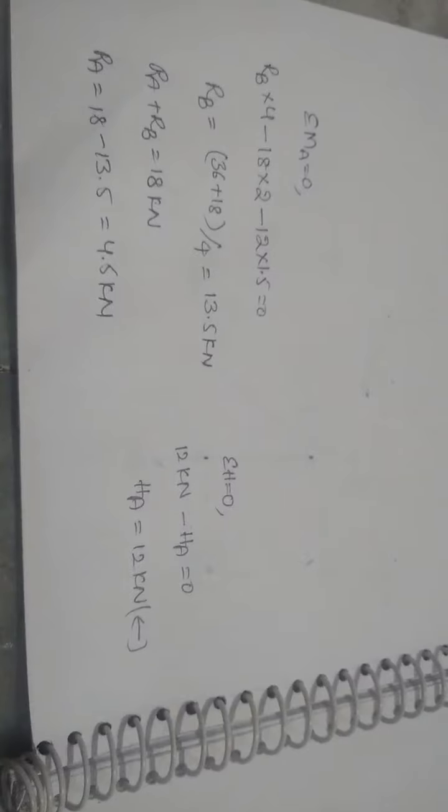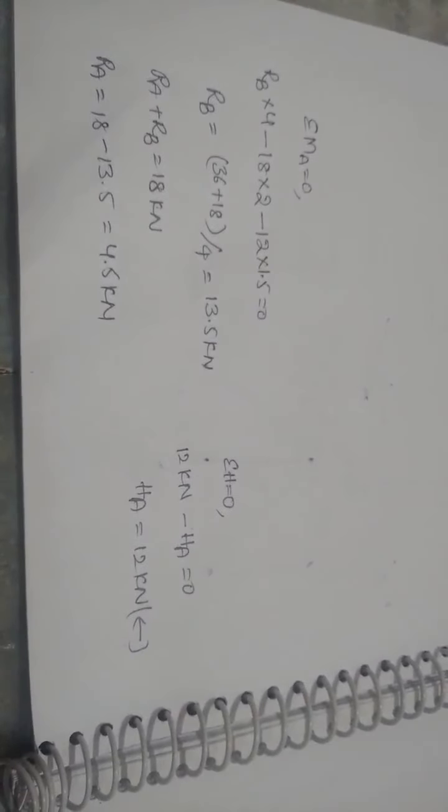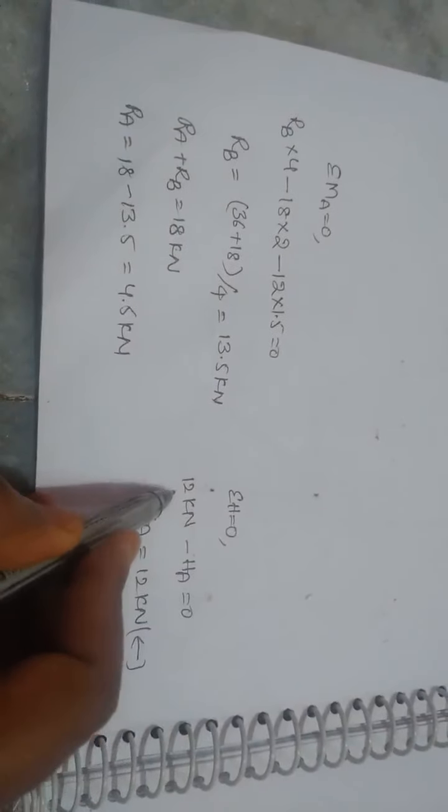And in the same way, the sum of the horizontal forces equals 0. We have only one reaction. So the 12 kilonewtons force will equal your horizontal reaction. The 12 kilonewtons is towards the left, so the reaction will be towards the right side, opposite to it. Now we'll calculate the coordinate points by taking this diagram with the ordinates as y and x.